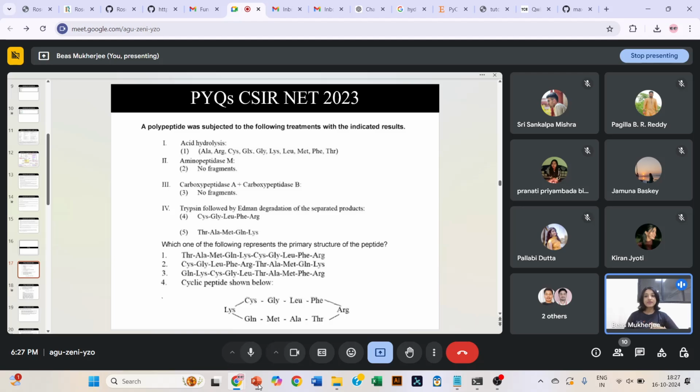And then we have trypsin digestion followed by Edman degradation of the separated products. Now, if you remember, I had given you a list of the favorable proteolytic cleavage sites, and I had told you that every single year you are going to get questions from these.